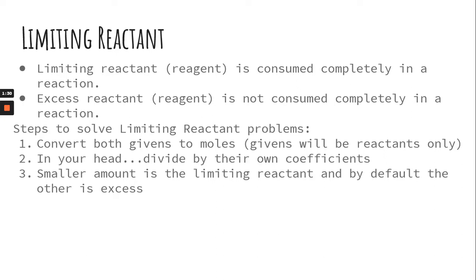So to solve these problems mathematically, we take both of the givens that are with reactants and convert them to moles. Then look at the ratio using the coefficients to determine which one will run out first. Finally, use that limiting reactant to figure out how much of the product is going to be formed. So we're going to look at 4 examples.